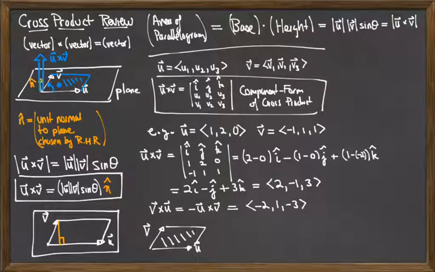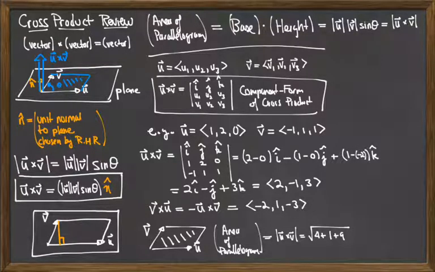Geometrically, this has an interesting interpretation. If I look at U and V, they form a parallelogram, and the area of that parallelogram now is easy to find. It's going to be the length of the cross product that we've calculated. And so we just sum up the squares of the individual components. 2 squared plus 1 squared plus 3 squared gives me 4 plus 1 plus 9, and take the square root of that to get square root of 14 units squared for the area of the parallelogram that they form.